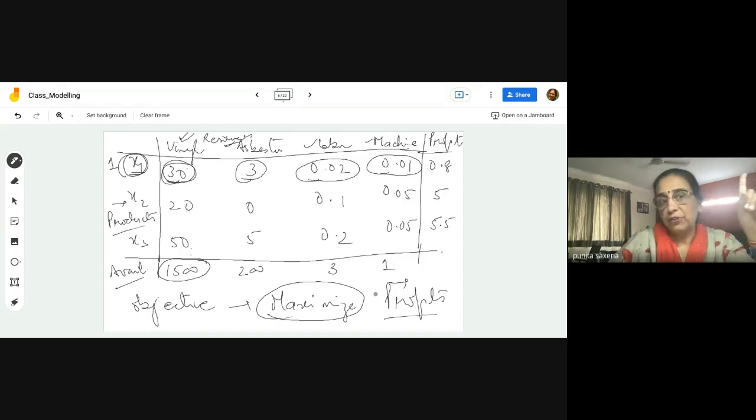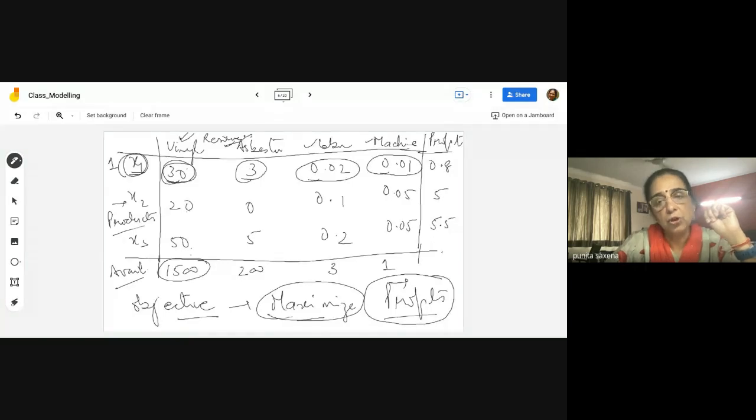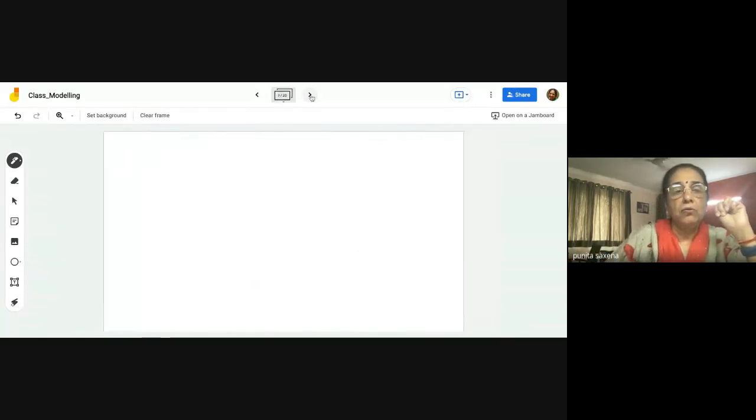See, first step was to identify the decision variables. I have done that. Second step was to identify the objective. I have done that. Third step was to define the function that needs to be optimized. Okay. Now, which function do we need to optimize? The profit. Okay. So that means now we need to define what we should be calling as our profit function.